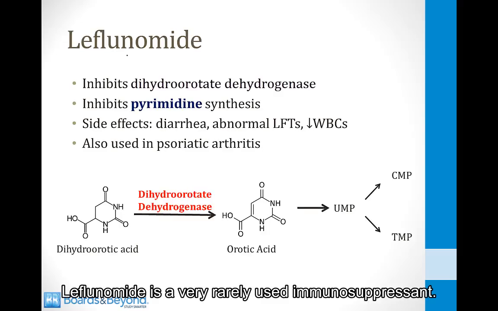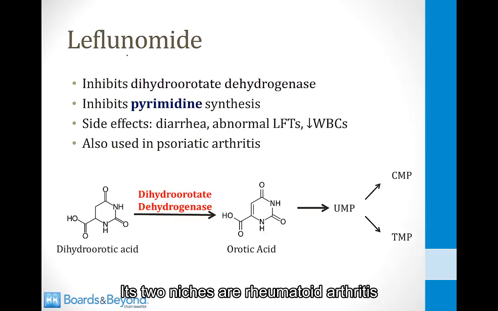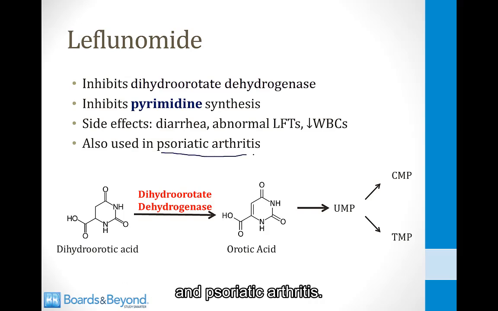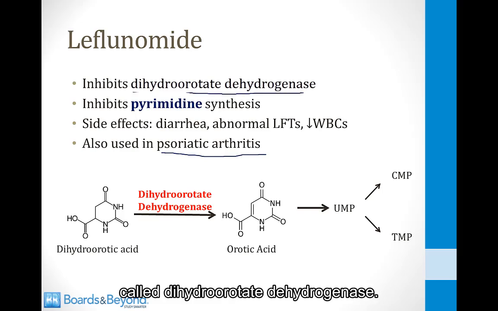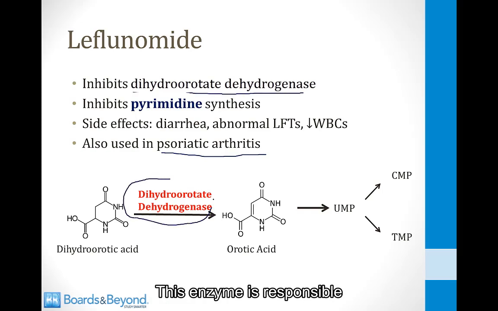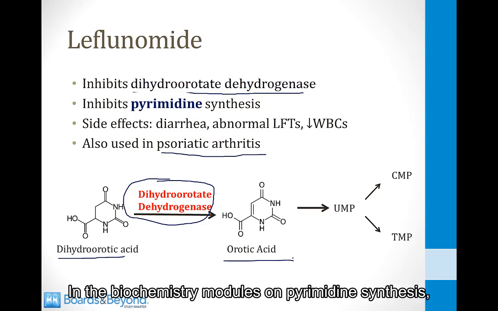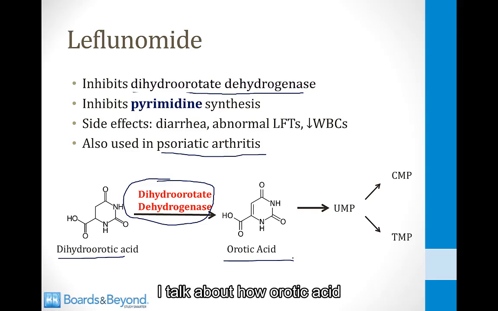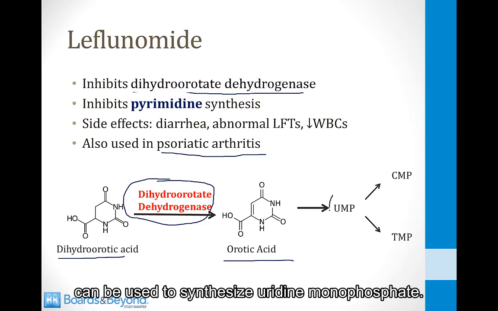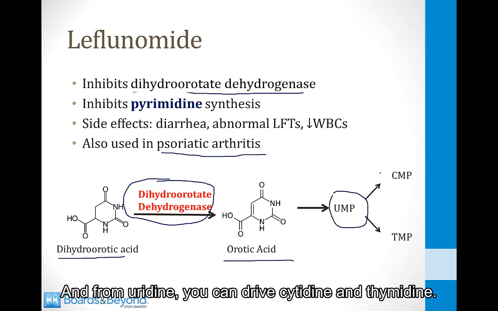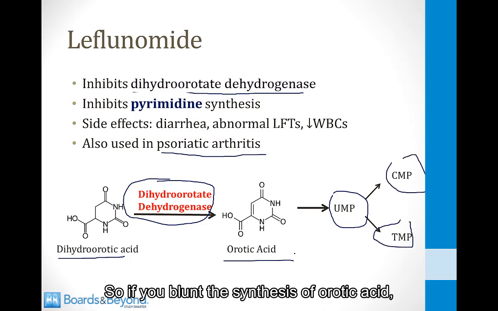Leflunomide is a very rarely used immunosuppressant. Its 2 niches are rheumatoid arthritis and psoriatic arthritis. Leflunomide inhibits an enzyme called dihydroorotate dehydrogenase. This enzyme is responsible for converting dihydroorotic acid into orotic acid. In the biochemistry modules on pyrimidine synthesis, I talk about how orotic acid can be used to synthesize uridine monophosphate, and from uridine you can derive cytidine and thymidine. So if you blunt the synthesis of orotic acid, you blunt the synthesis of nucleotides.